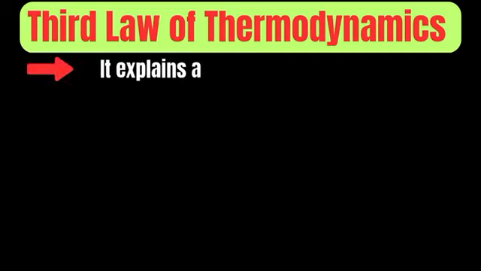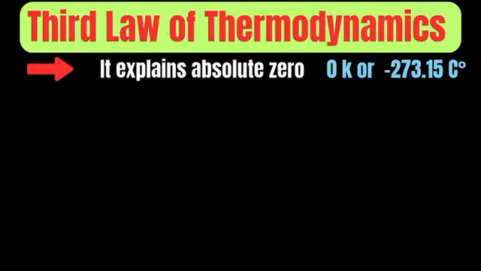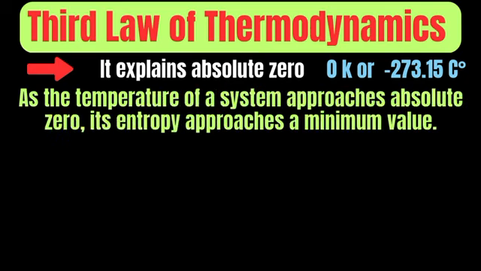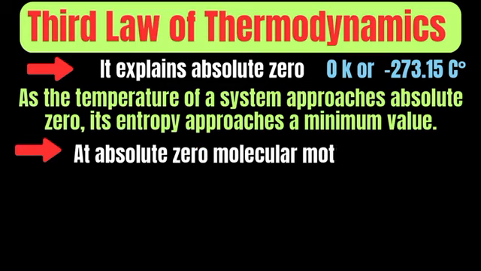Now it's time to understand the third law of thermodynamics. The third law of thermodynamics tells us what happens at absolute zero temperature. And remember that absolute zero refers to 0 Kelvin, or minus 273.15 degrees. The third law states that as the temperature of a system approaches absolute zero, its entropy approaches a minimum value. This means that at absolute zero, all molecular motion stops, and the system reaches perfect order.